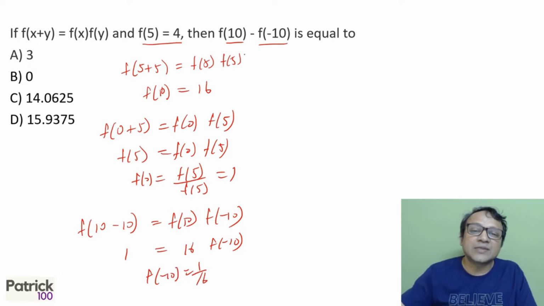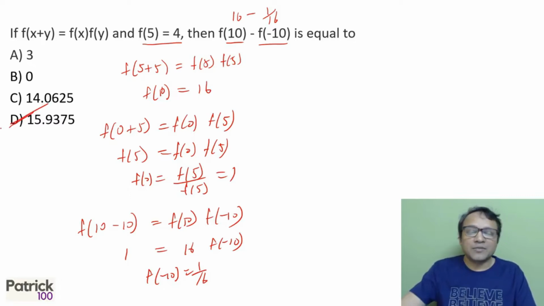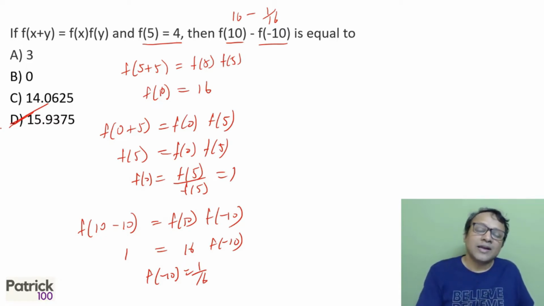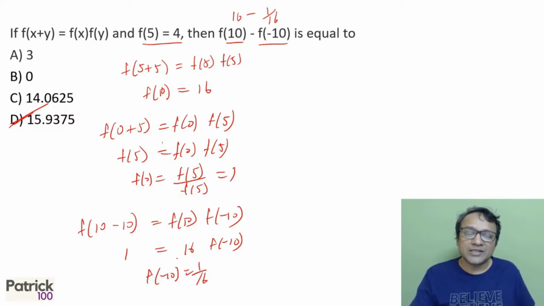So once I get that, substitute out here, which will be 16 minus 1 upon 16. Now 1 upon 16 is less than 0.1. So from the option, the only option is D option, 15.9375. That's the answer, right? So f of 10 was easy to find out. F of minus 10, you need to understand that you have to first find f of 0 and then find f of minus 10. So first I found f of 0 using f of 5, and then I used that to find out f of minus 10. With that I got the answer.